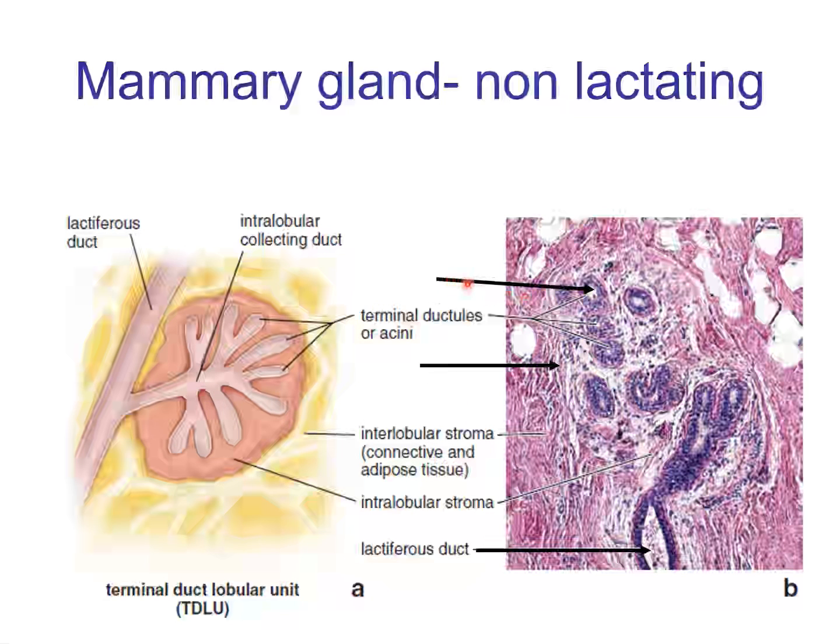So here you can see the ducts of the mammary gland, which are the terminal ductules. This terminal ductules join to form the intralobular collecting duct. These terminal ducts are lined by cuboidal epithelium, and there are loose connective tissue. This is called intralobular connective tissue. Intralobular connective tissue are loose connective tissue.